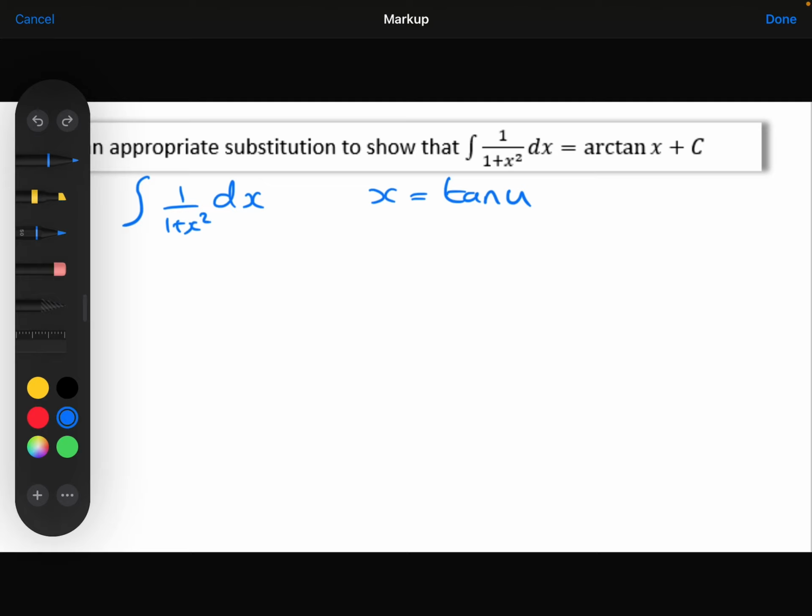As always with integration by substitution, the key thing is to differentiate your substitution. So I'm going to differentiate both sides with respect to u. Differentiating tan u gives me sec squared u. So my dx is going to be replaced with sec squared u du.